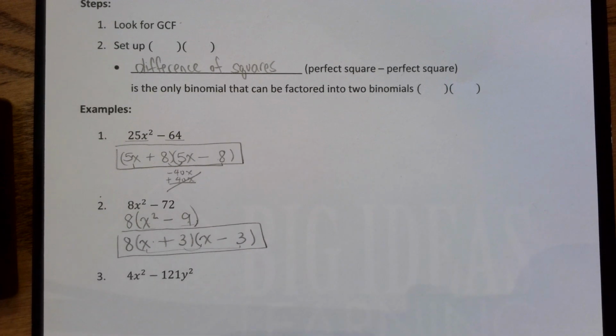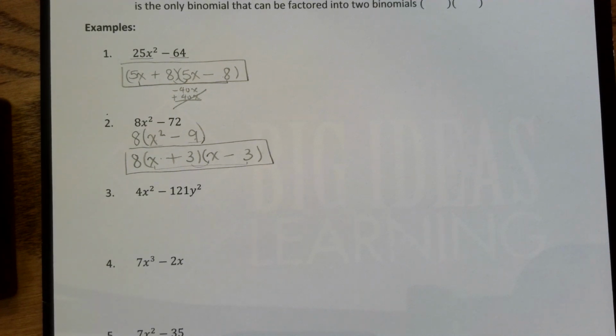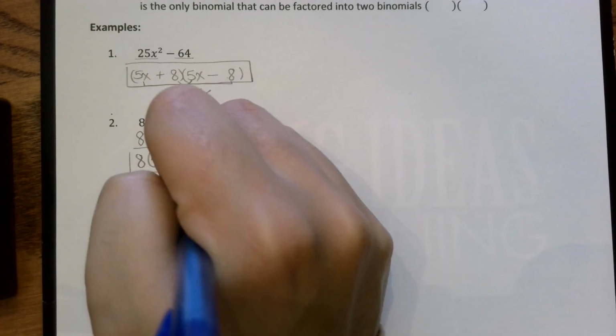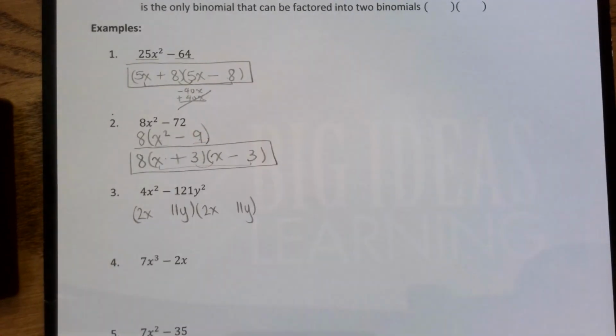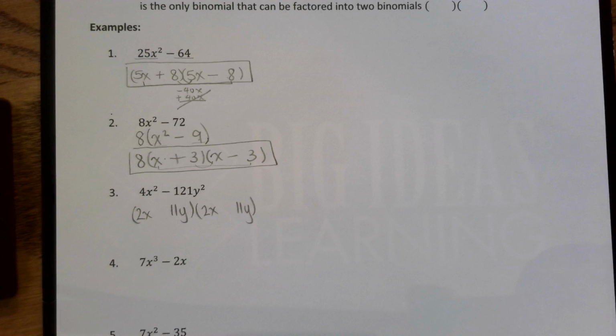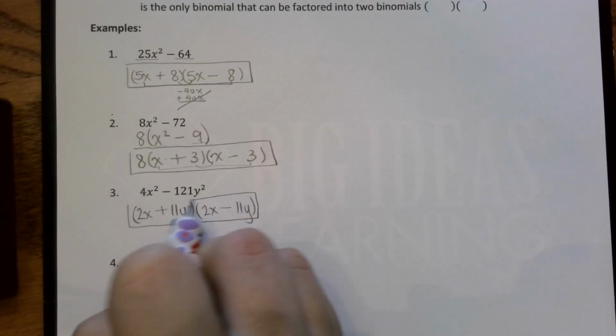Now, if you look at number 3, I can see that 4 and 121 are both perfect squares, and then x squared and y squared are both perfect squares. So this one's just going to have two variables, but the pattern's the same. There's no GCF, so I'm going to go ahead and break it into my binomials. I know 2x times 2x gives me 4x squared, and I know 11y times 11y gives me 121y squared. In order for my middle term to cancel, I need one positive, one negative, and then I'm done.